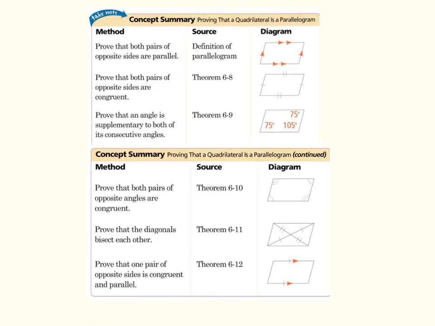Here you see a summary of what we just talked about. On the left side, it's just kind of listed in words the method of the theorem, and then the middle is just the name of the theorem or the source, and then the right is just a picture.